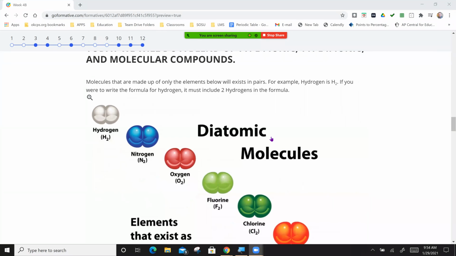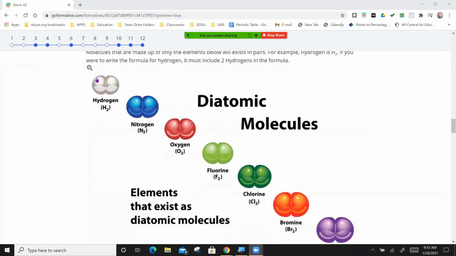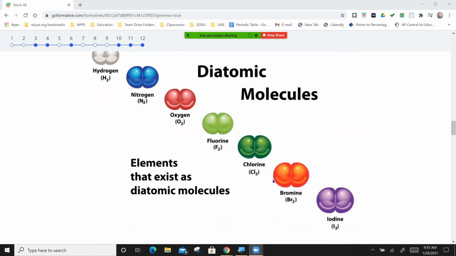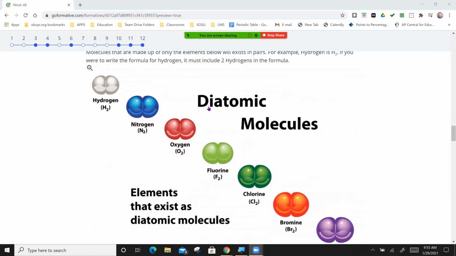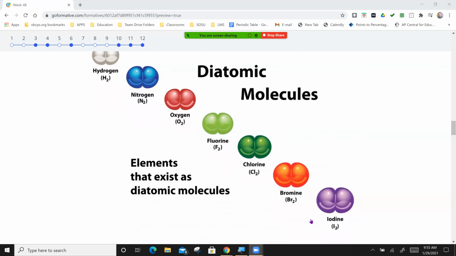And so what you can see here is that there are 7 diatomics listed: hydrogen, nitrogen, oxygen, fluorine, chlorine, bromine, and iodine. Each of those has a 2 in its formula. You can see in the picture that there are 2 of each type of atom: 2 hydrogen, 2 nitrogen, 2 oxygen, 2 fluorine, 2 chlorine, 2 bromine, and 2 iodine. If we remember our prefixes, di means 2. So there are 2 in each of these. And this is something you just kind of have to memorize.